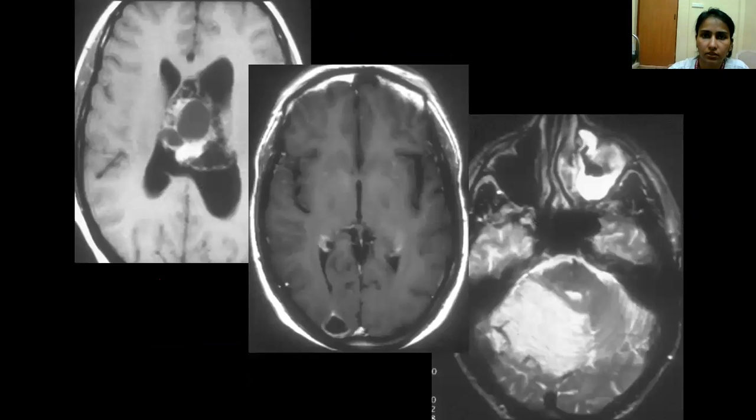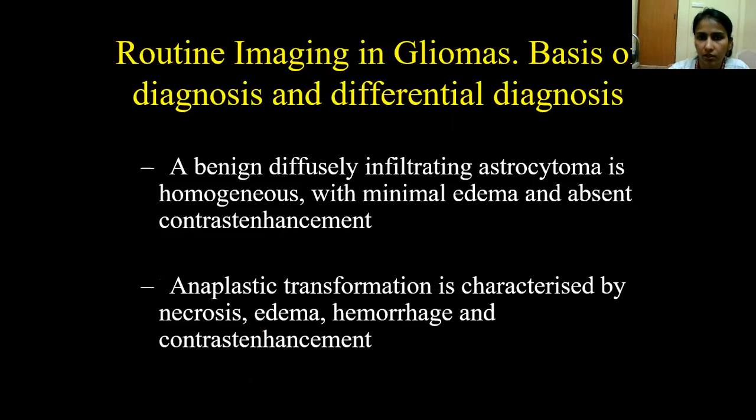Okay, here also we can see the same thing. And in this one also, there are multiple lesions. Now, routine imaging in gliomas, the basis of diagnosis and differential diagnosis. What is the basis? Benign, diffusely infiltrating astrocytoma is homogeneous with minimal edema and absent contrast enhancement. There is no contrast enhancement in benign, diffusely infiltrating astrocytoma.